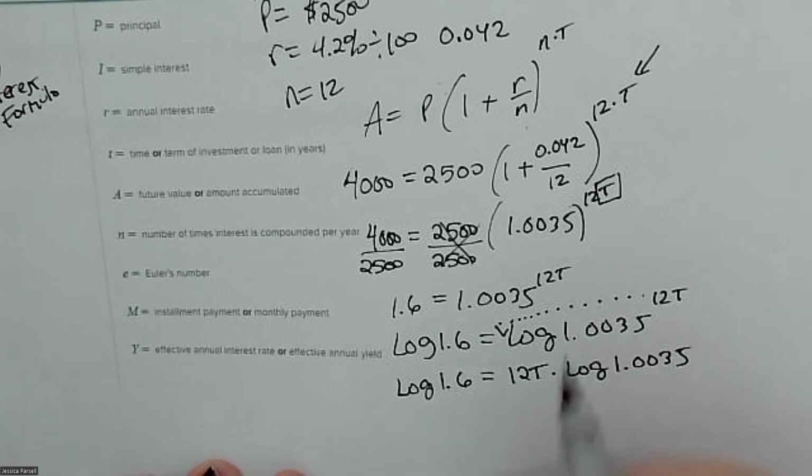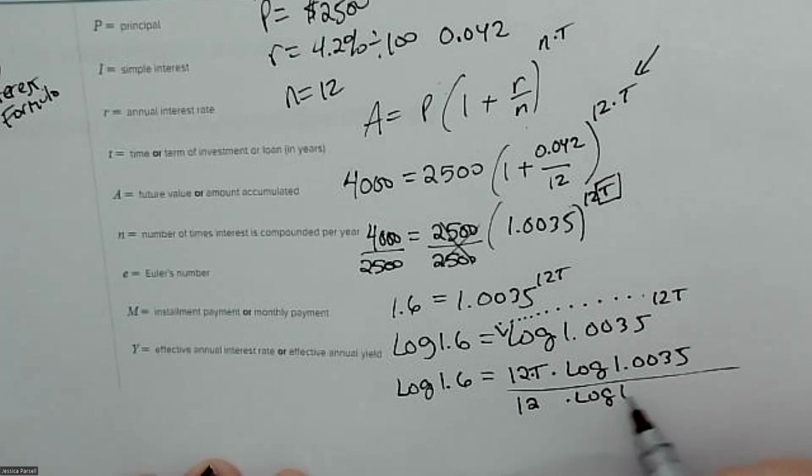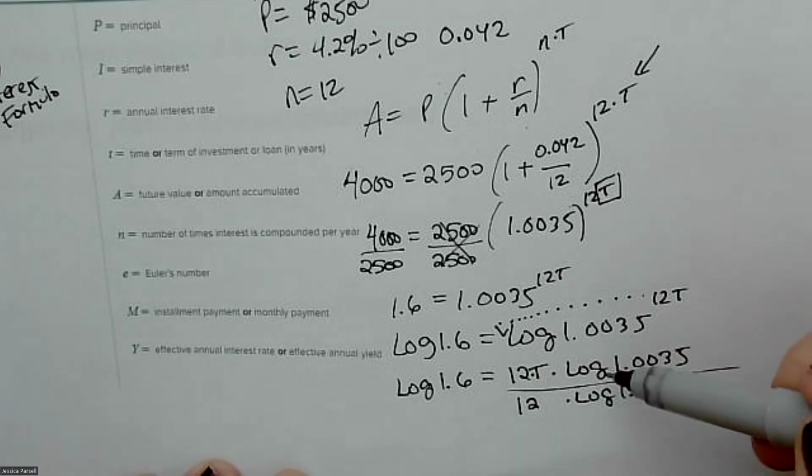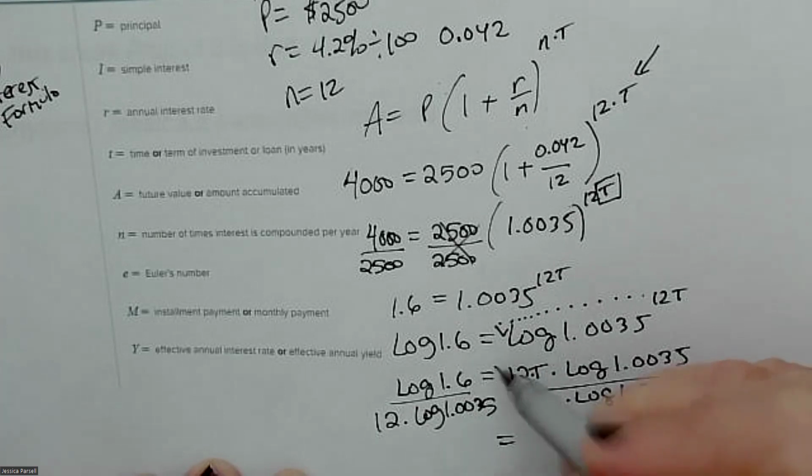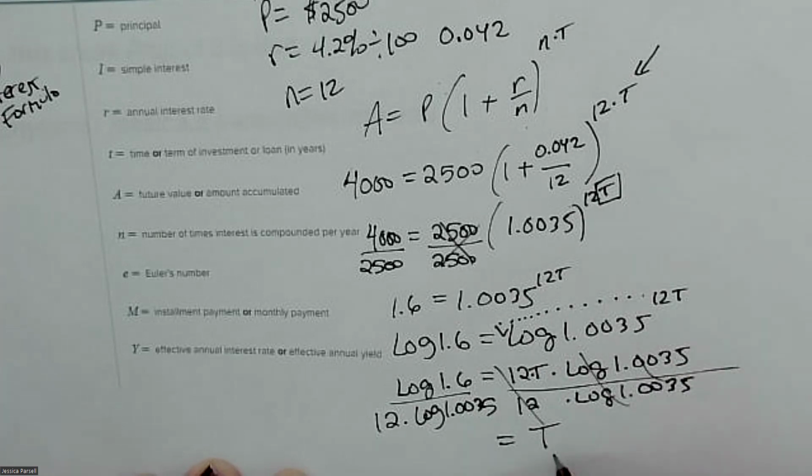So think about what's happening over here. We got 12 times t times the log of 1.0035. I want to get t by itself, and because they're all multiplying, guess what I'm allowed to do? I'm allowed to divide, as long as I do it to the other side. So I'm going to get rid of the 12 by dividing by 12, dividing by the log of 1.0035, leaving me t by itself. If I do it here, I cannot forget to come over and do it here. 1.0035. Okay, what does this leave me? That cancels, leaving me t, we're almost there, is equal to this.